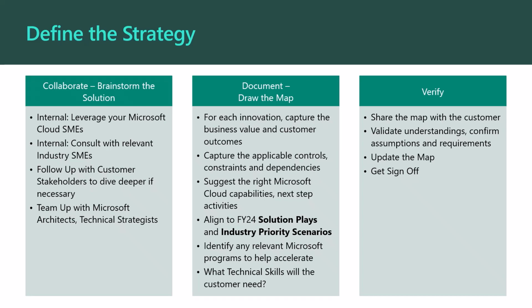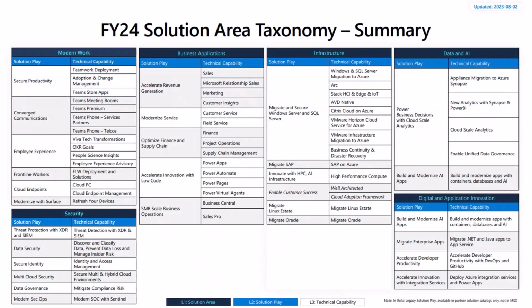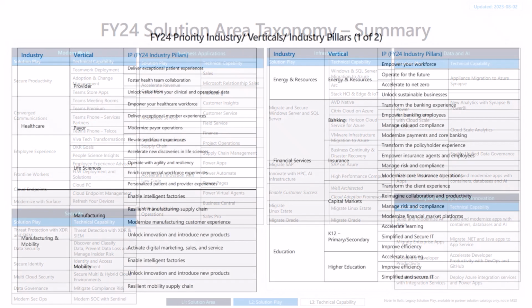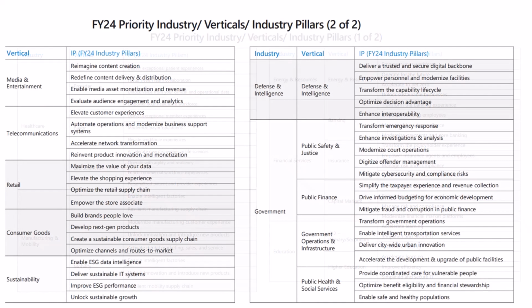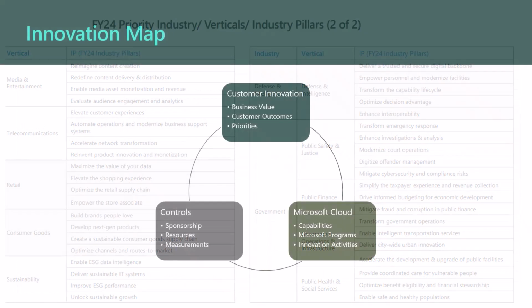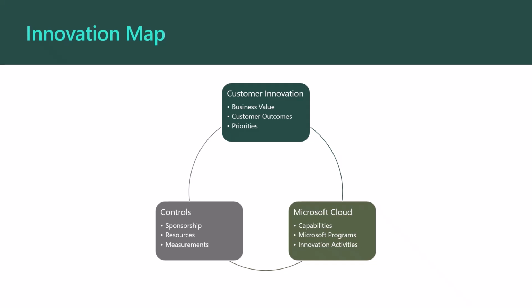So just for your awareness, here's our FY24 solution area taxonomy. Here's our industry taxonomy, and now that innovation map, which I've talked to many times, right? You can think of that as being three pillars. One is what is the customer innovation, right? What is the business value, the outcomes they want to produce, the priorities. Then you think about, okay, what are the controls around this innovation, right? Who's the sponsor? What are the resources involved? How are we going to measure the success, right? I call those all the controls around the innovation.